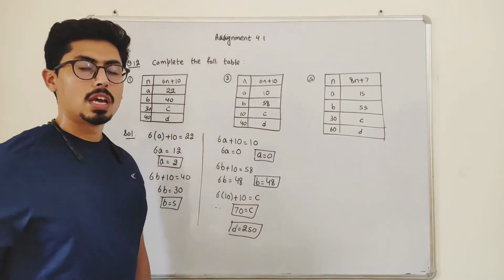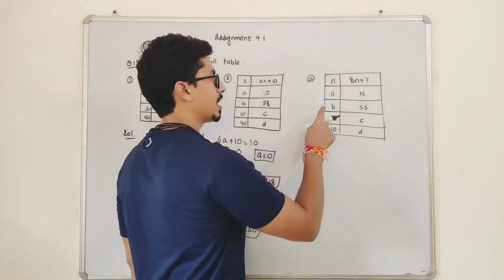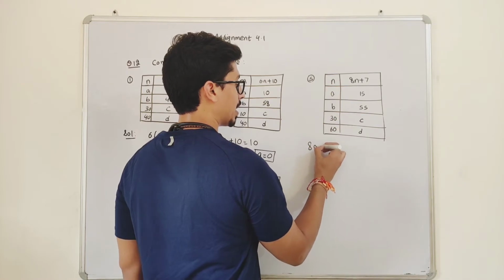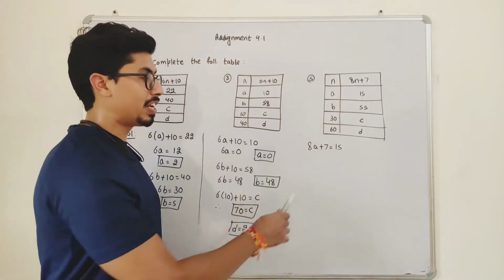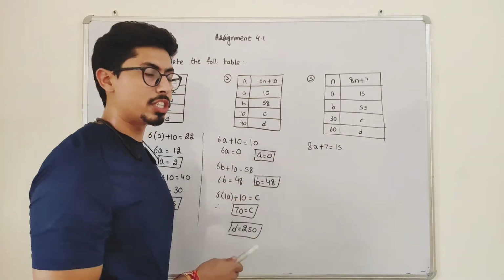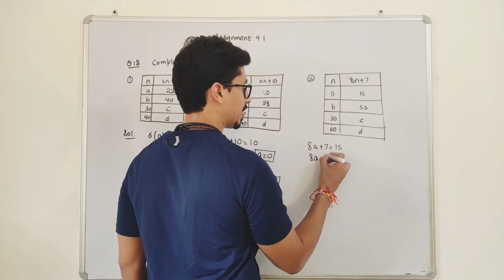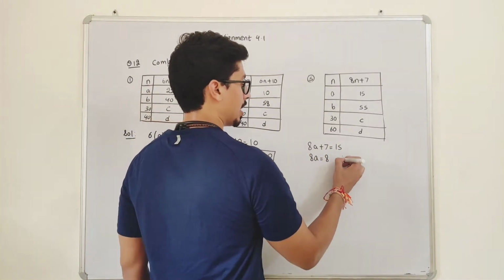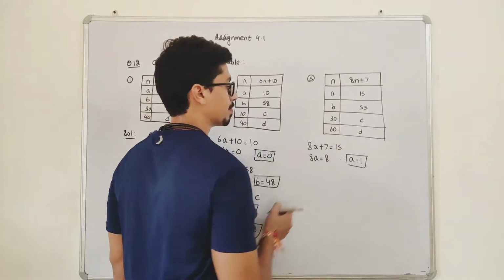Okay, students. Now moving forward to part number 5. Same question. If I take a in place of n, it will be 8a plus 7 is equal to 15. 7 is in addition, when it goes here it will be in subtraction. So 15 minus 7 will be 8. So 8a is equal to 8. Therefore, a is equal to 8 divided by 8, that is equal to 1.